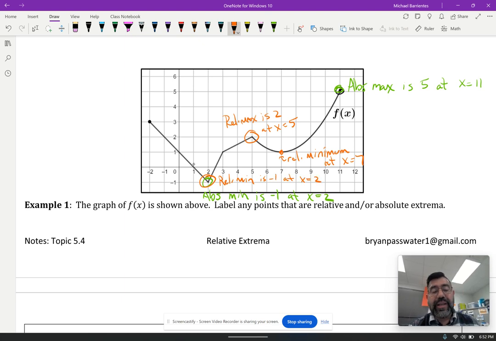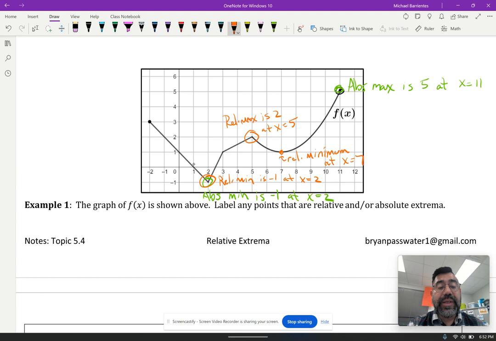So this point is double labeled, right? It can be a relative min. If we zoom in enough, it's still a dip. And it's also the lowest point of the graph. It's the smallest y value, function value of the graph, and therefore it's the absolute min.